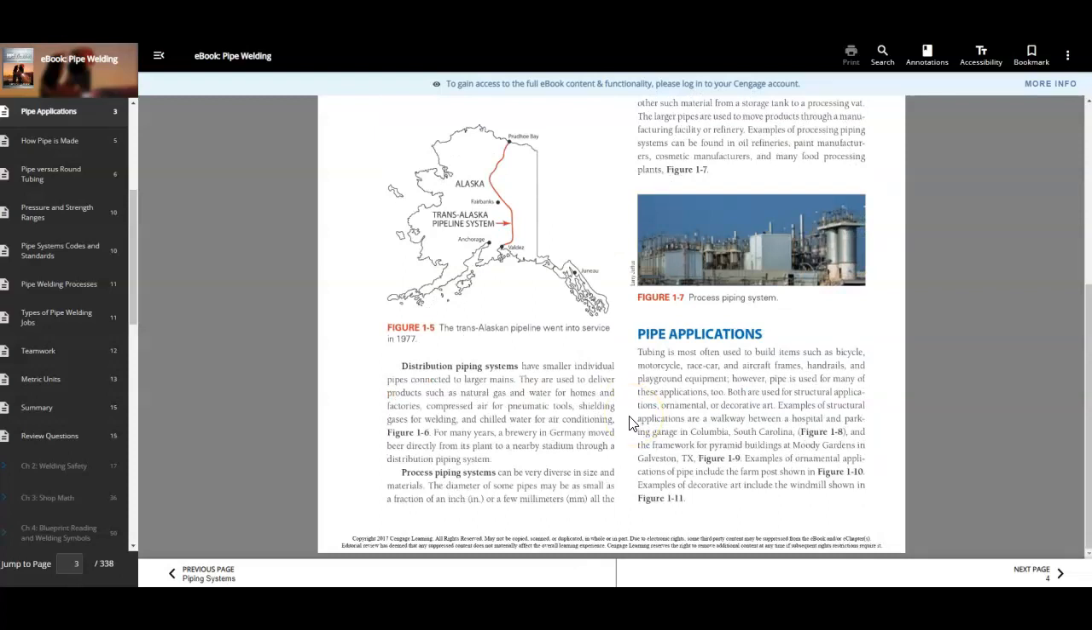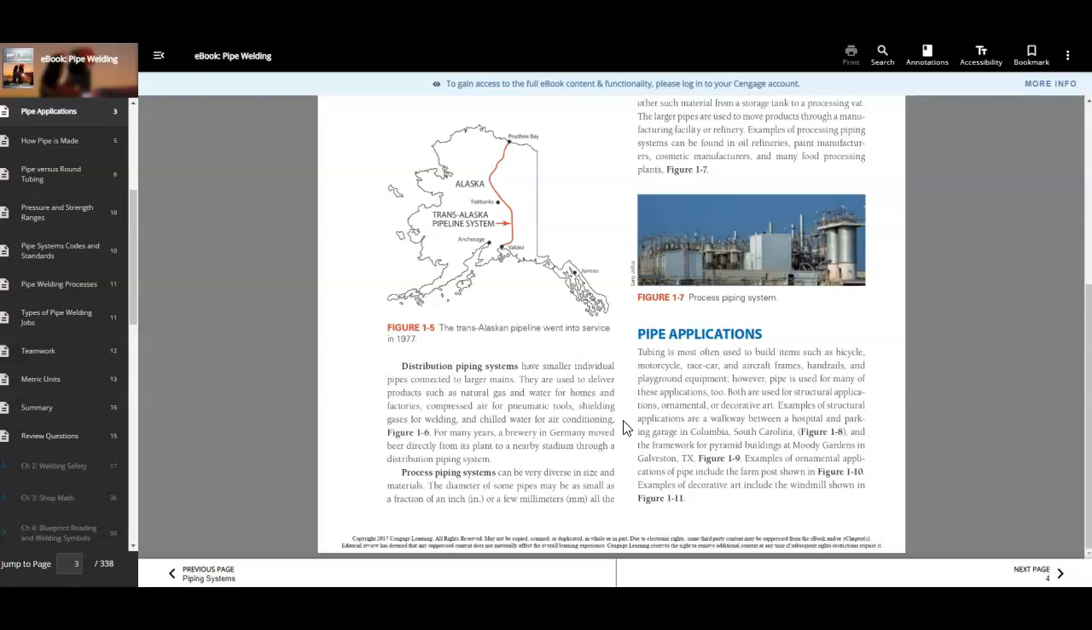Tubing is most often used to build items such as a bicycle, motorcycle, race car, and aircraft frames, handrails, and playground equipment. However, pipe is used for many of these applications too. Both are used for structural applications or ornamental or decorative art.